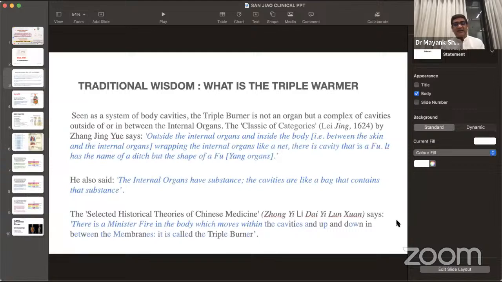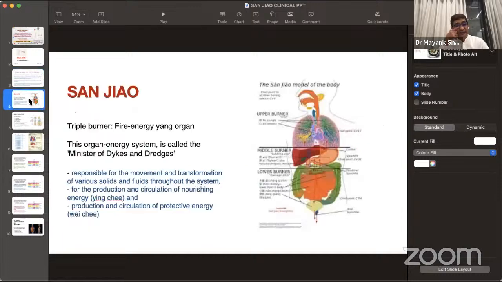And there is another classical book which states that there is a minister fire in the body which moves within the cavities and up and down in between the membranes. It is called the triple burner. So the triple burner also correspondingly links to the fire element. Now let's move ahead.